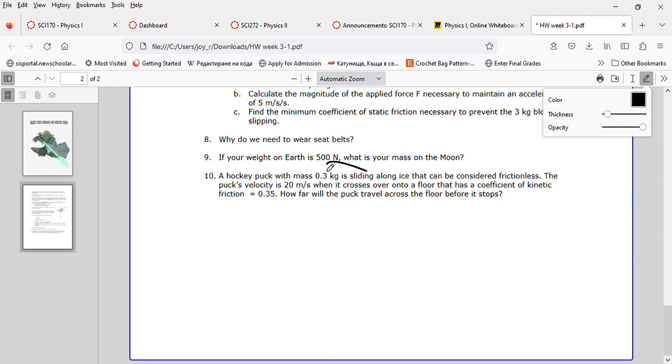A hockey puck, I apologize, I didn't mean to do that. Okay, just let it be. I don't know how to erase it.